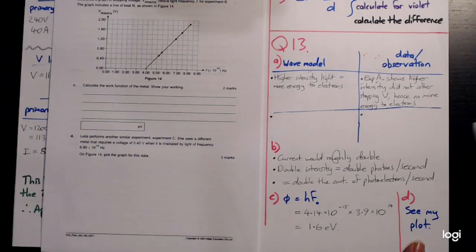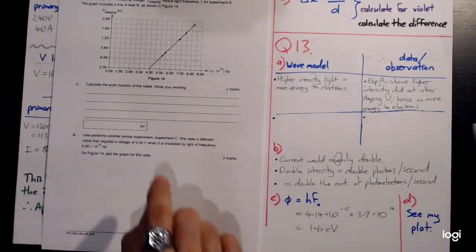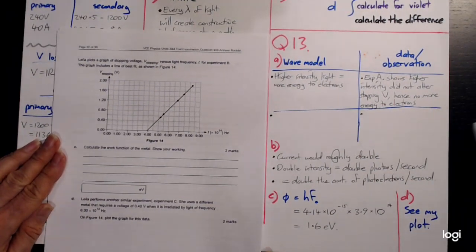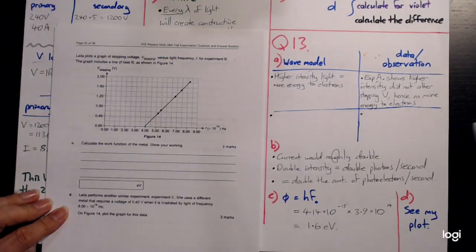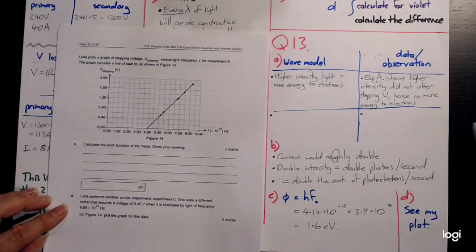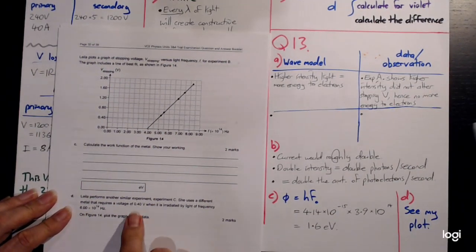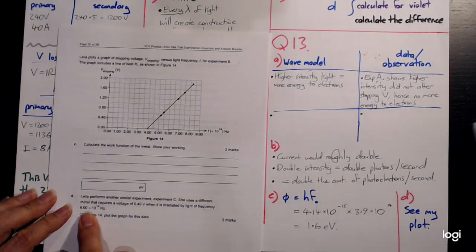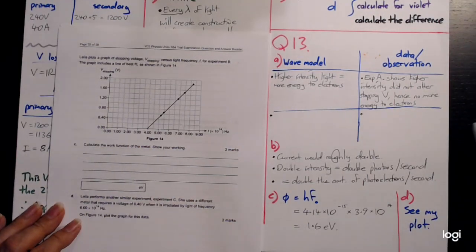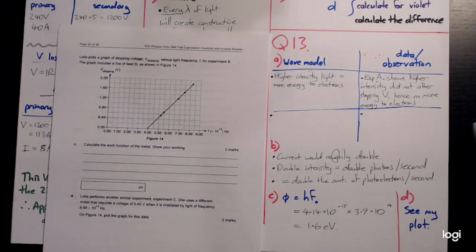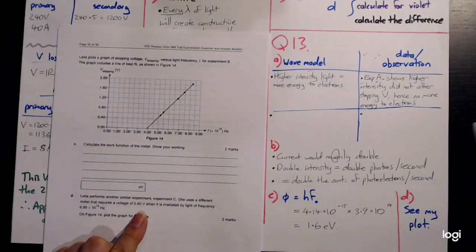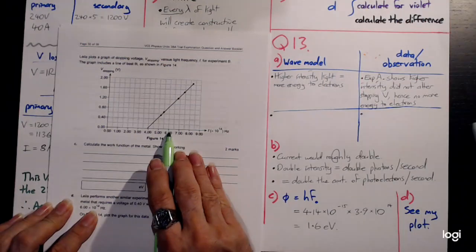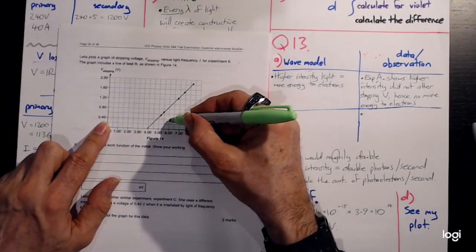I've just written see my plot down here because I'm going to plot this for you. I'm going to do it on here. Right, so for part D, it says Layla performs another similar experiment, experiment C. She uses a different metal. It requires a voltage of 0.4 volts when it's irradiated by light of a frequency of that. On figure 14, plot the whole graph for this data. You've been given one spot: 0.4 volts, 6 by 10 to the 14. Okay, so I'm going to go over to 6 by 10 to the 14. There it is. And up to 0.4 volts.